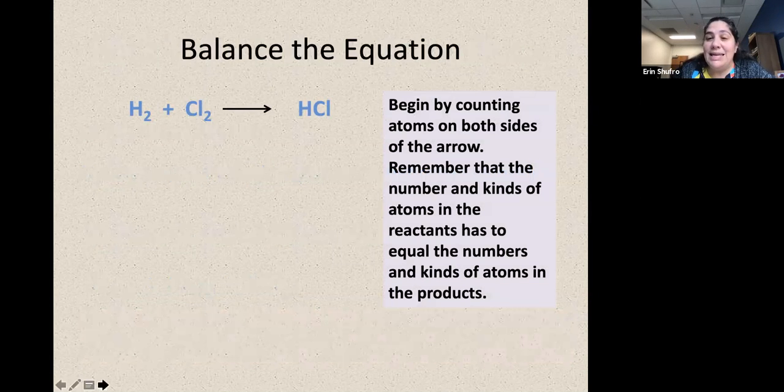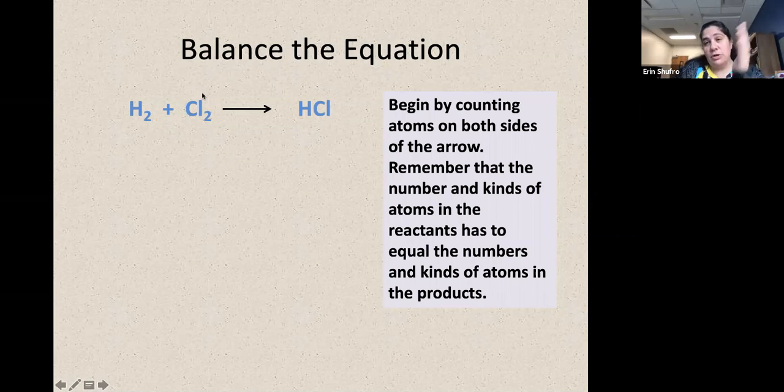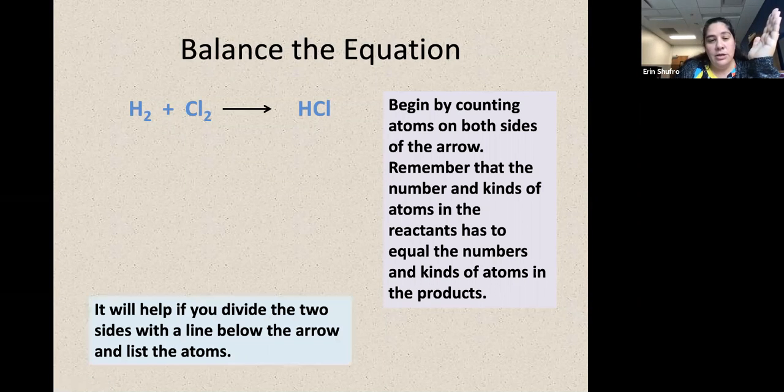Let's see how to balance it. Now, we're going to begin by counting atoms on both sides of the arrow. Remember that the number and kinds of atoms in the reactants has to equal the number and kinds of atoms in the products. When I do mine, I always start left to right. So looking at this chemical equation, I have hydrogen and chlorine. I'm going to draw a line to divide the two sides, and then list my atoms. I have hydrogen and chlorine. I have two hydrogens and two chlorines.